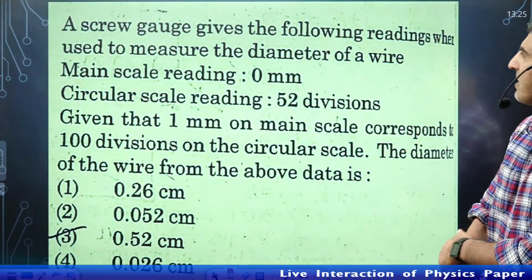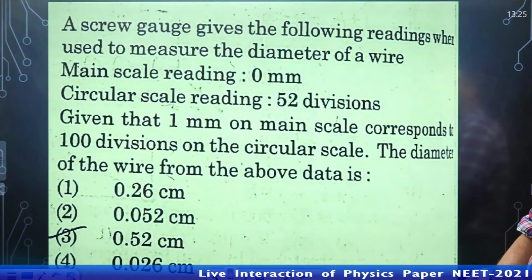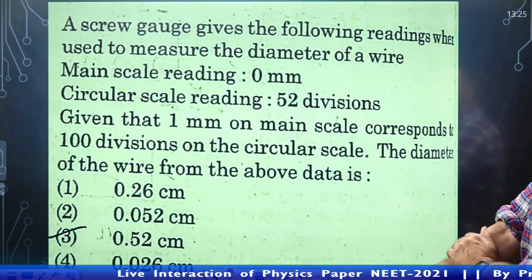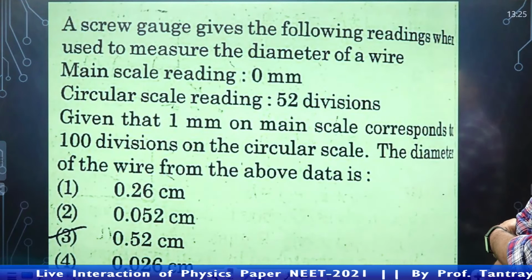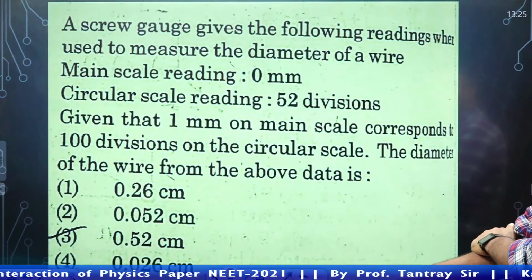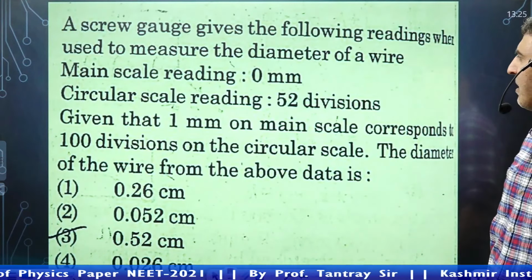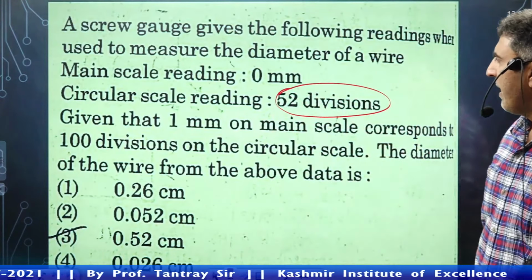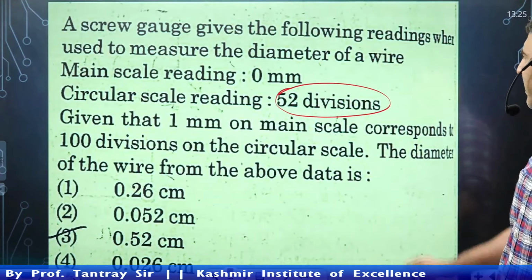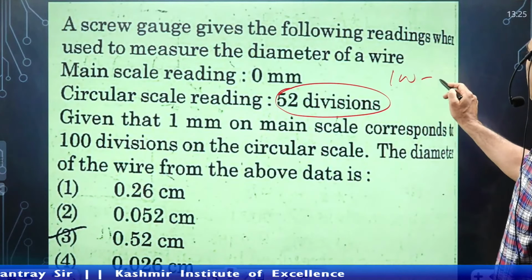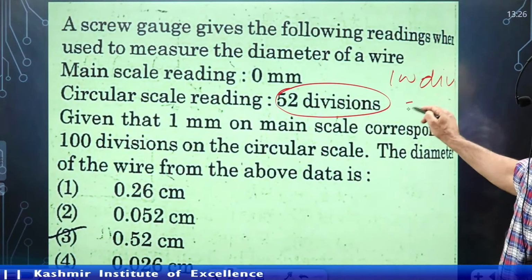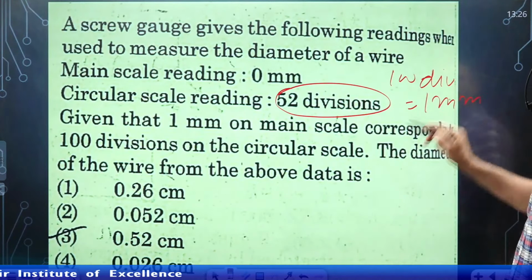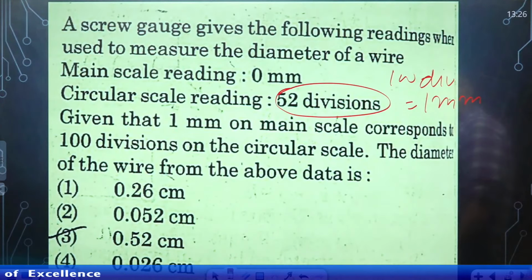Next question. A screw gauge gives the following readings when used to measure the diameter of a wire. Main scale reading is 0, so it has no zero correction. Circular scale reading is this. And 1 millimeter on the main scale corresponds to 100 divisions. 100 divisions is equal to 1 millimeter. That is given. So what is the answer for the diameter?